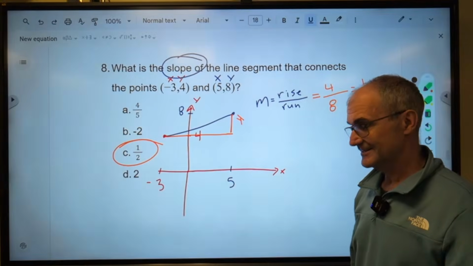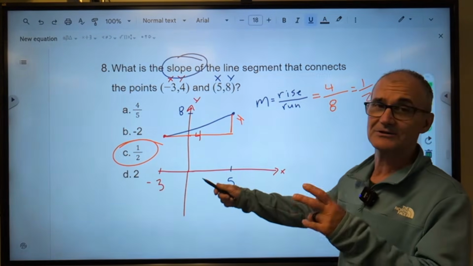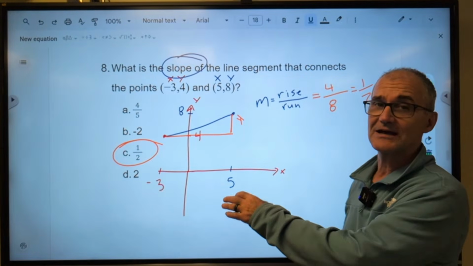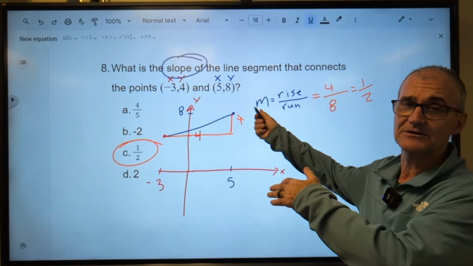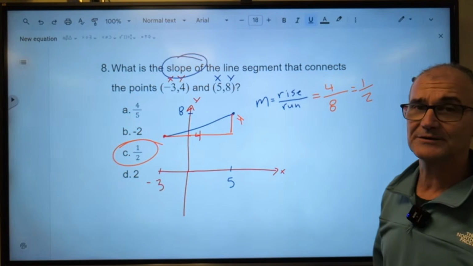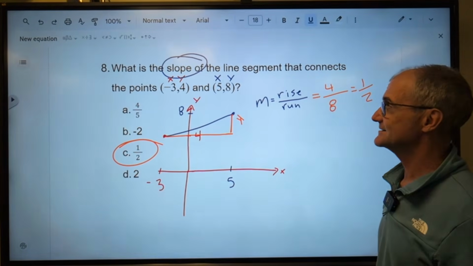Pretty good one on coordinates. Pretty hard one because you got to know what the coordinates are. You got to know ordered pairs. You got to know how to graph those, connect them with a line. And then most importantly, you need to know the definition of slope, m, rise over run. So a lot of math knowledge in this one.